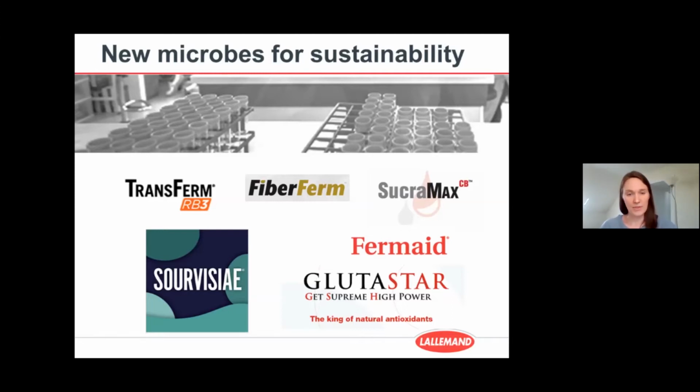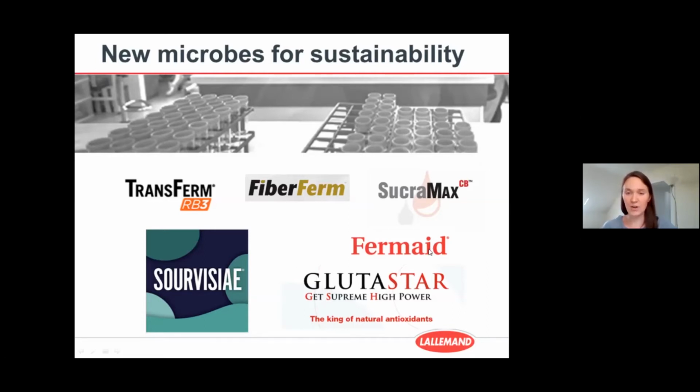So the Sourvisier has solved a lot of challenges for brewers, and this is a very exciting new product from the brewing business unit.